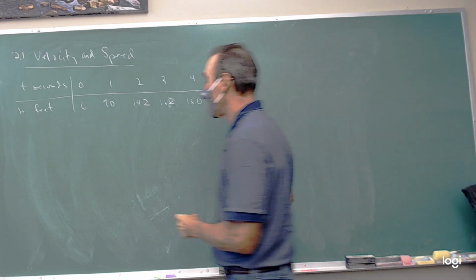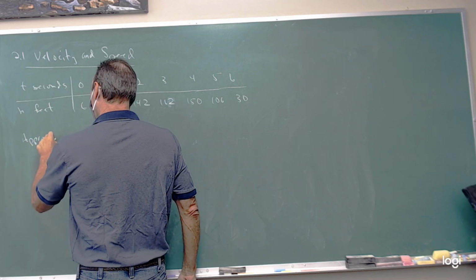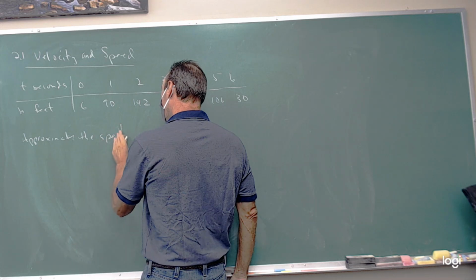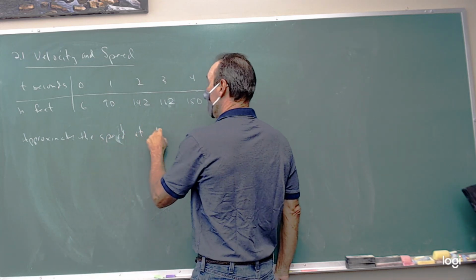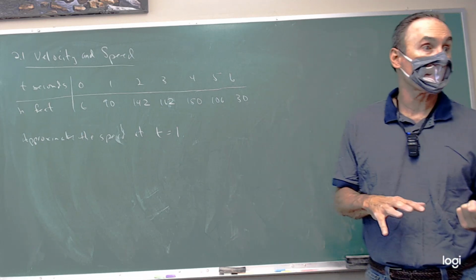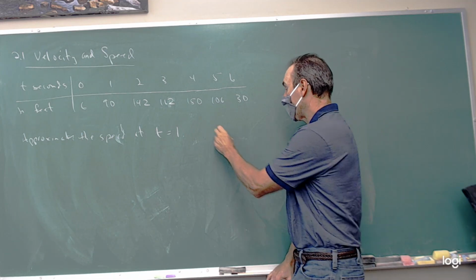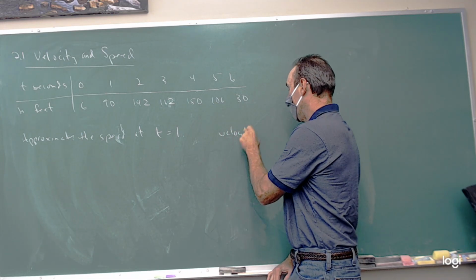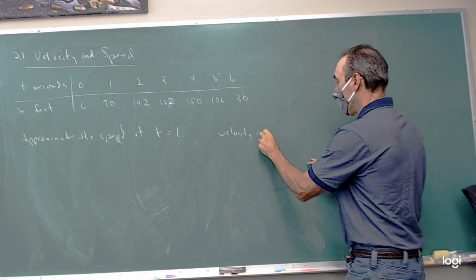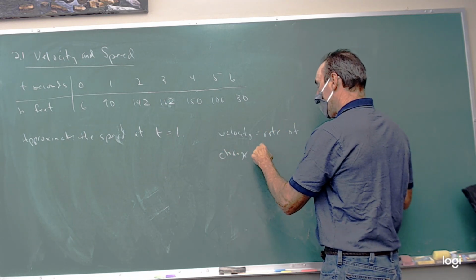So what we want to know is, can we approximate the speed of this object at t equals 1? But before we do that, we need to talk about the relationship between velocity and speed, because that's going to come up a lot in here. So velocity is the rate of change of position.